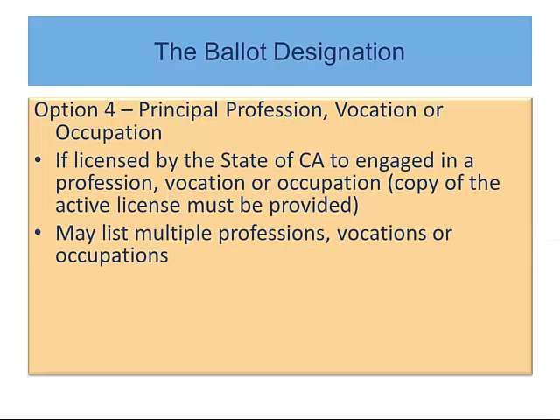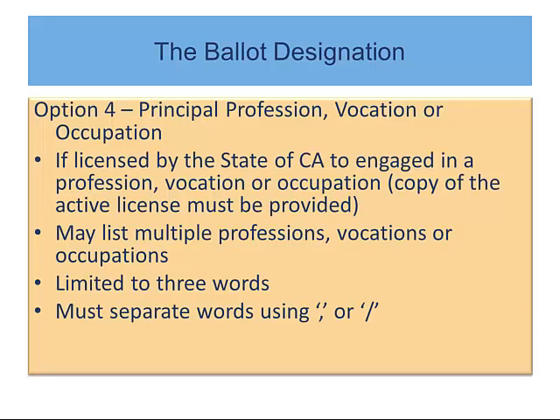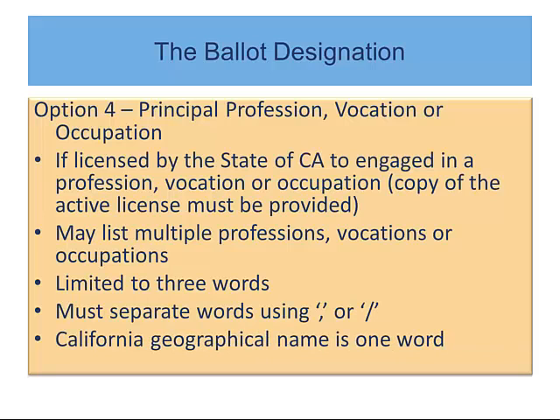A candidate who engages in multiple professions, vocations, or occupations, and who can provide supporting documentation, may list a multiple designation. Whatever wording is selected, the candidate is limited to 3 words. Additionally, multiple designations must be separated by using a comma or slash. No other punctuation is acceptable. And finally, a California geographical name is counted as 1 word, but is limited to the names of cities, counties, and states. Neighborhoods, communities, special districts, or political subdivisions are not considered geographical names under the Elections Code.